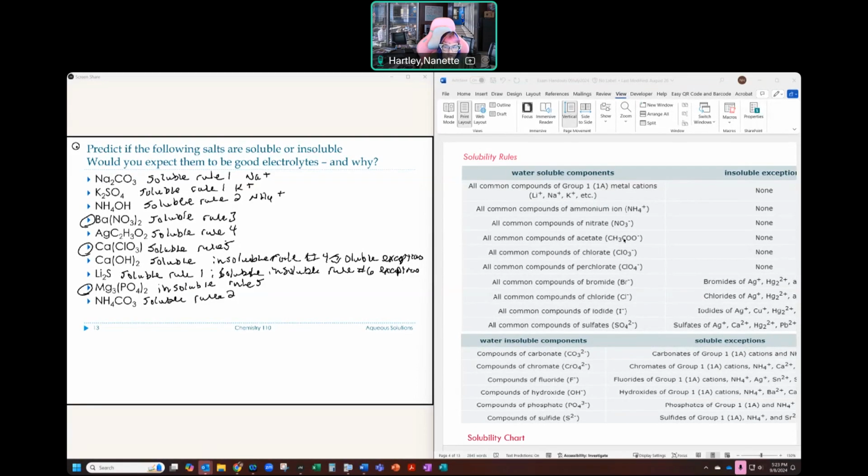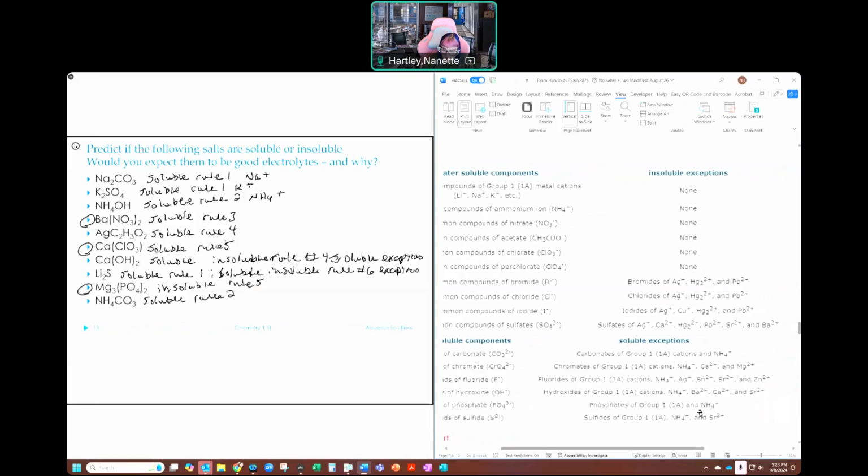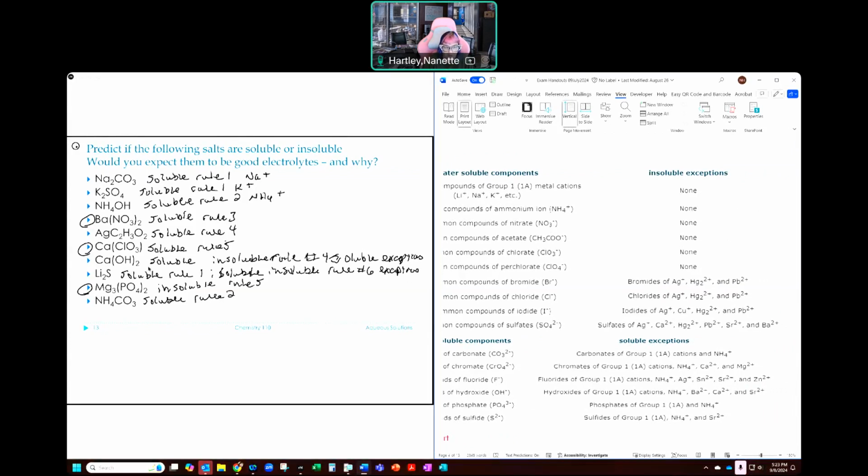Now, even though this says CH3COO-, C2H3O2 is the same as CH3COO-. It's just written a different way. Ca(OH)2 is soluble. It's based on insoluble rule number 4. So 1, 2, 3, 4. Compounds of OH-. It says hydroxides of group 1A cations, NH4+, Ba2+, Ca2+ and Sr2+ are soluble exceptions. So soluble exceptions of OH- include Ca2+, and so it's one of those exceptions to that rule.